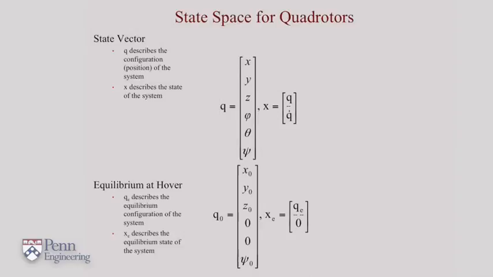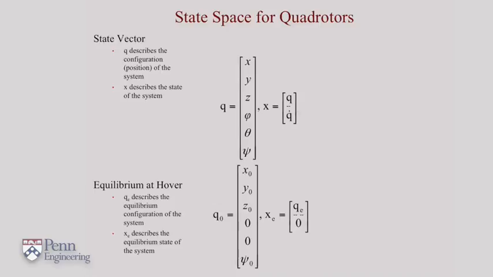If you look at the equilibrium configuration, and that configuration is defined by the position x0, y0, and z0, the configuration by definition also has a 0 roll angle and a 0 pitch angle. It could of course have any yaw angle. The equilibrium configuration must also correspond to 0 velocity.